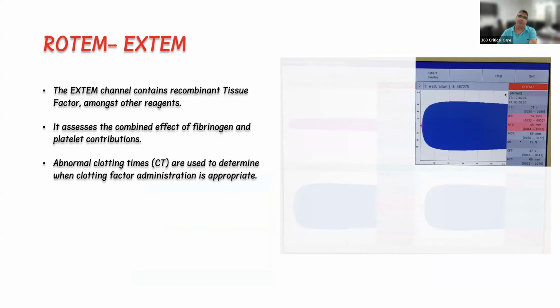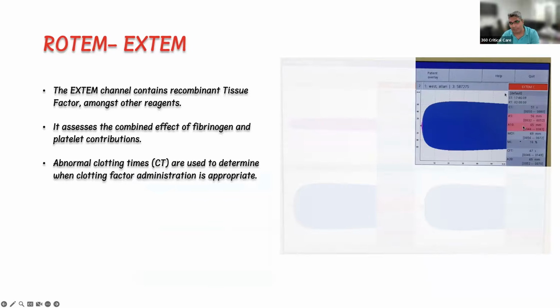Now going into detail of the ROTEM. First of all, I told you about a thromboelastogram, where one fraction of the diagram is called the EXTEM. It represents the extrinsic pathway. It contains the tissue factor and other factors for coagulation. It assesses the combined effect of fibrinogen and platelets.